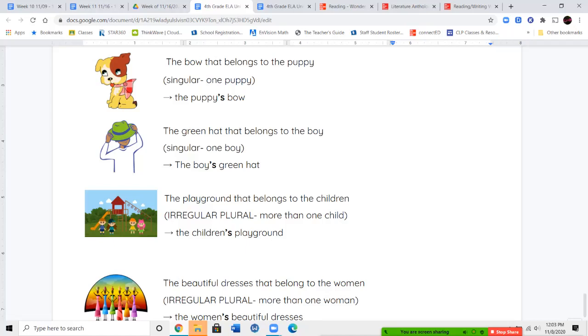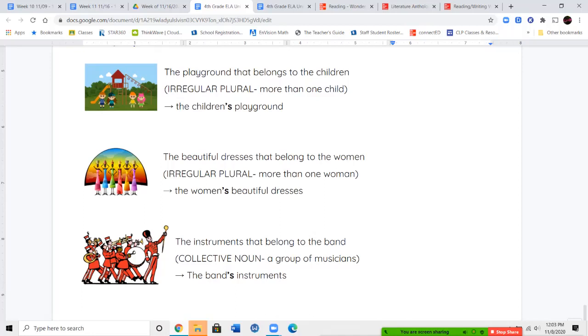Now, if I'm talking about irregular plurals, I can say the playground that belongs to the children. Now, children is an irregular plural, right? It's the irregular plural form of the word child. So if I want to talk about something that belongs to the children, I'm going to put an apostrophe S at the end of it. So the children's playground, so children apostrophe S. If I want to talk about the beautiful dresses that belong to the women, remember women is an irregular plural form of woman. So the women's beautiful dresses, women apostrophe S.